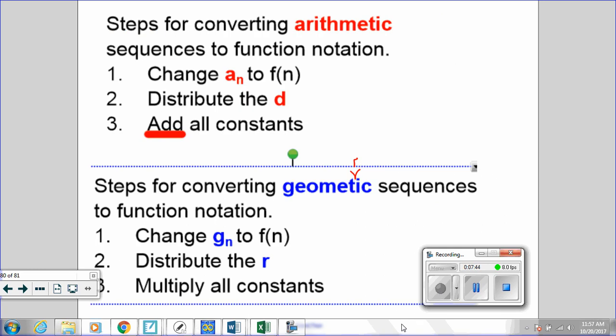So to recap, we've got converting an arithmetic sequence to function notation with our steps: change the a sub n to f of n, distribute the d, and add all the constants. And two, we have steps for converting a geometric sequence to function notation: change g sub n to f of n, distribute the r, and then multiply all the constants.